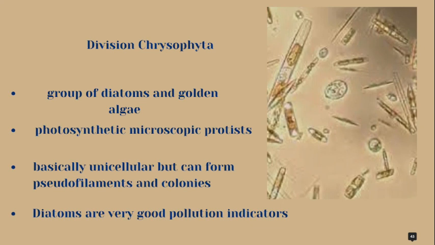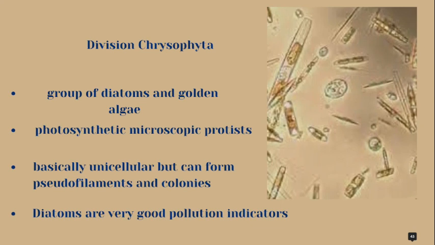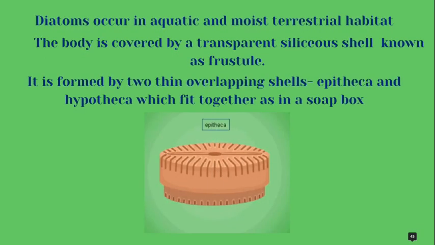Division Chrysophyta includes the group of diatoms and golden algae. They are photosynthetic microscopic protists. Basically, they are unicellular, but sometimes they occur in the form of pseudofilaments or as colonies. Diatoms are very good pollution mitigators. They mostly occur in aquatic or moist terrestrial habitats.